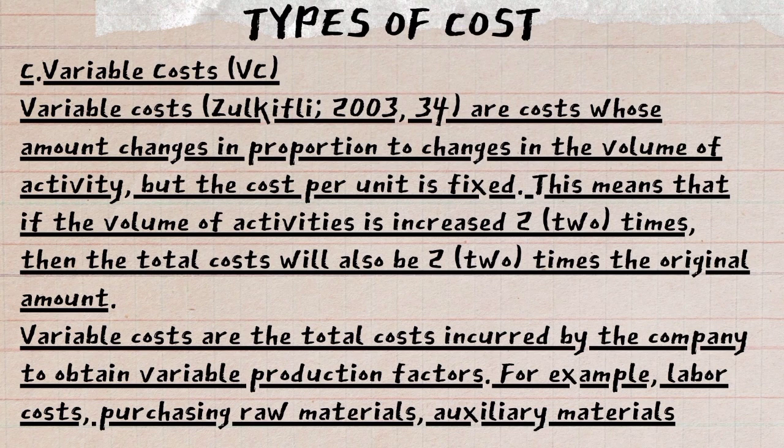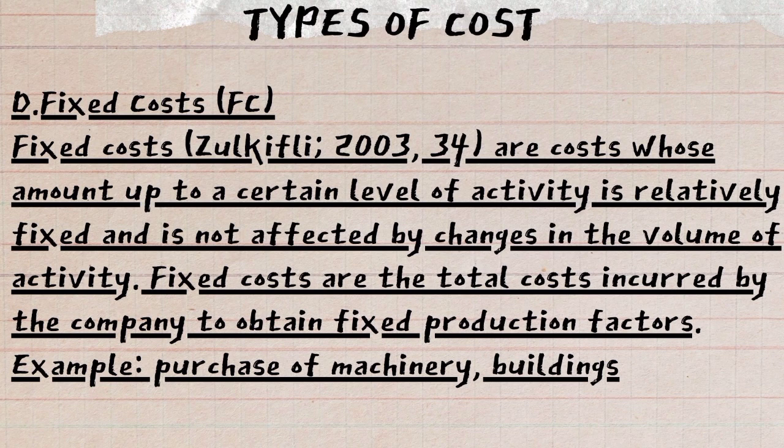materials. D. Fixed costs. Fixed costs are costs whose amount up to a certain level of activity is relatively fixed and is not affected by changes in volume of activity. Fixed costs are the total costs incurred by the company to obtain fixed production factors. The example is purchase of machinery and buildings.